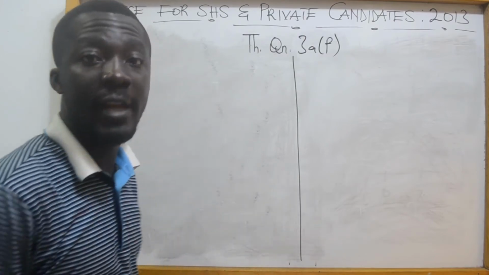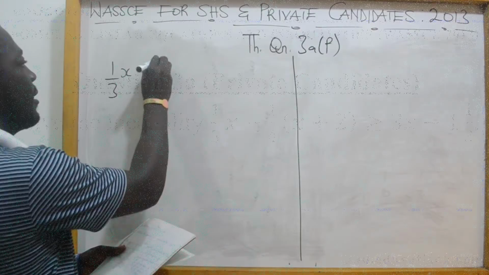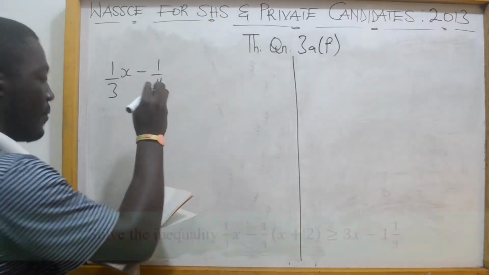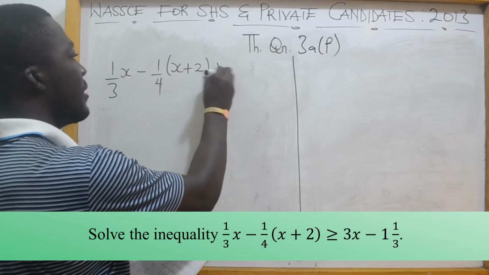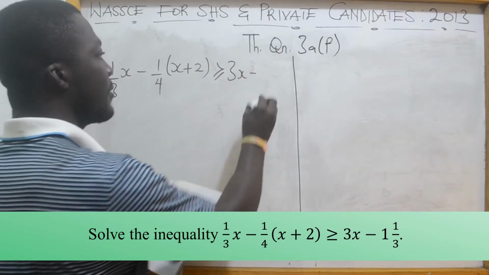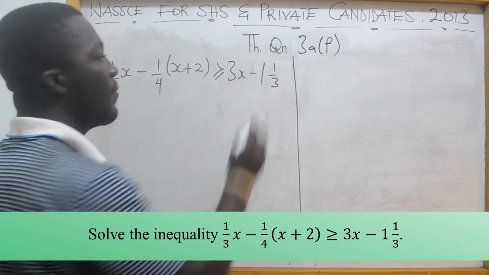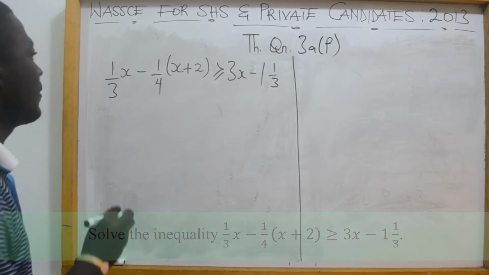Theory question 3a for private candidates. Solve the inequality: 1/3 x minus 1/4 multiplying x plus 2 is greater or equal to 3x minus one whole number, 1 out of 3. So let's see.